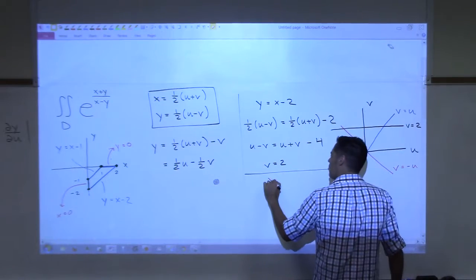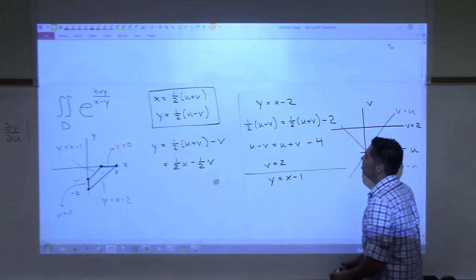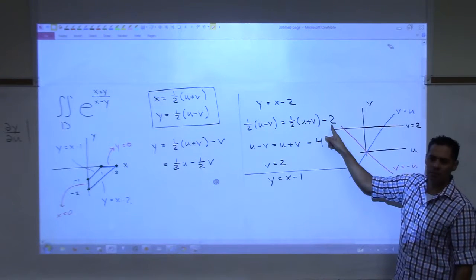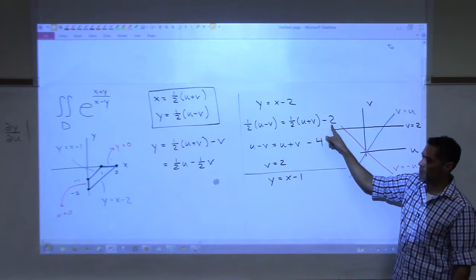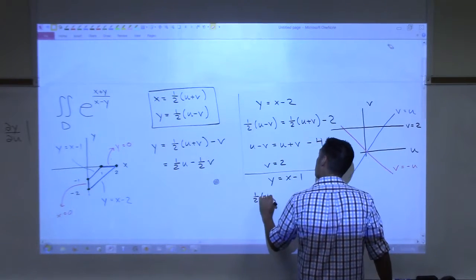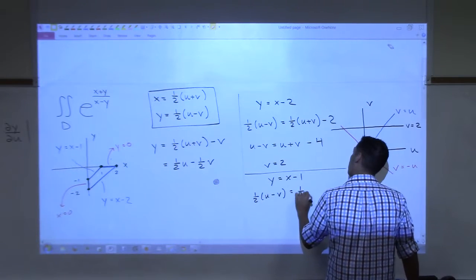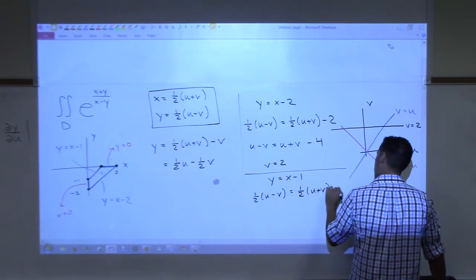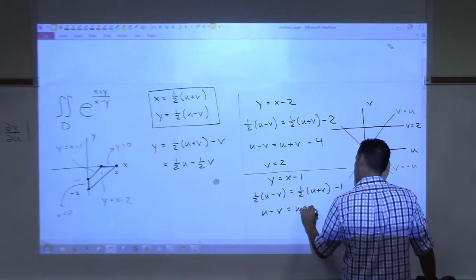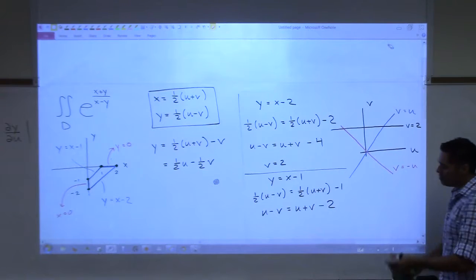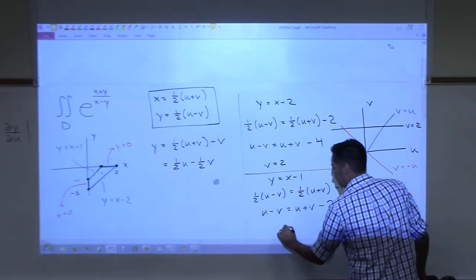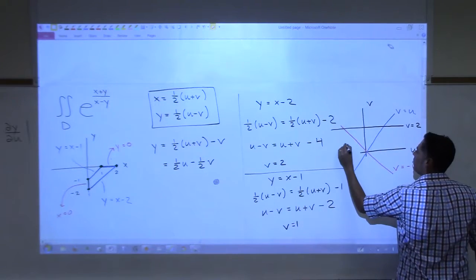If I do y equals x minus 1, won't it be this same expression right here, except minus 1? Right? Then multiply both sides by 2. U's cancel again. Solve for v. You should get v is 1 this time. And that would be here.